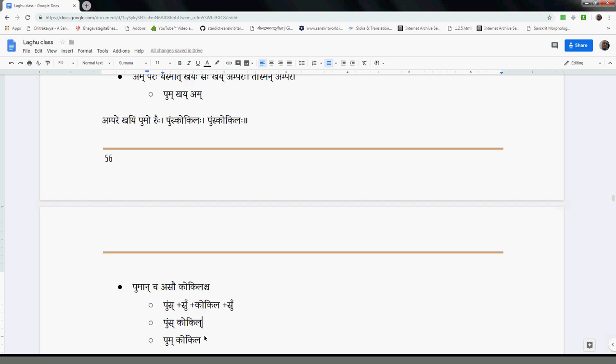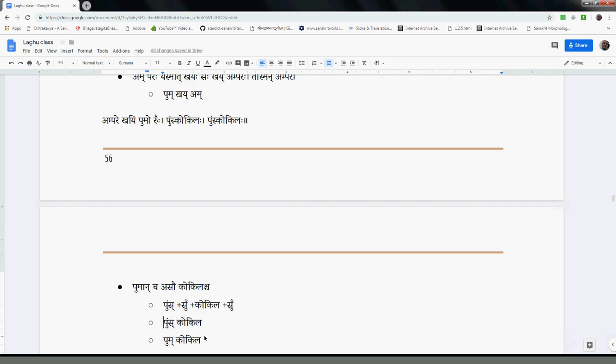It's a pada. Pums plus su is a pada. Samasa is between two padams. So pums plus su is a padam. Kokila plus su is a padam. Both put together is a pratipadikam. All these four put together is a pratipadikam. Now pums plus kokila is a pratipadikam. Although pratyalopa has happened, still pratyalope pratyalakshanam. Thereby padasanya is still there. Pums is a padam, kokila is a padam, although pums kokila is a pratipadika.